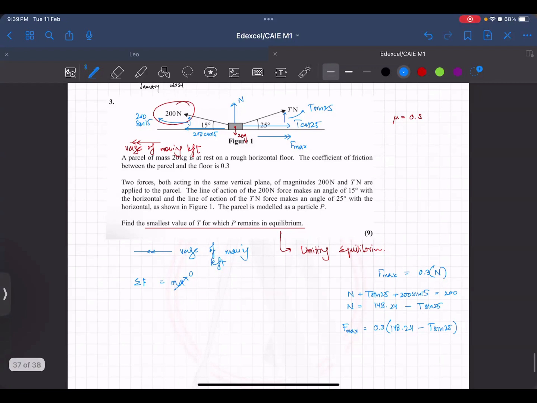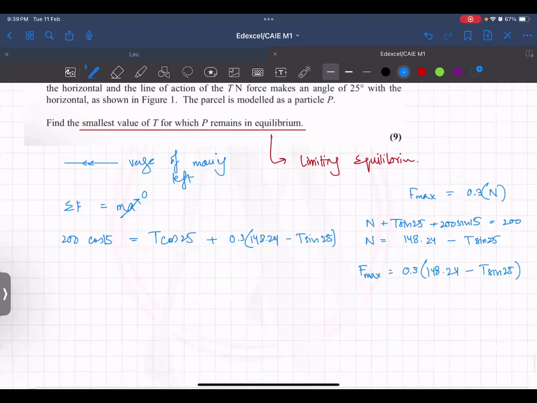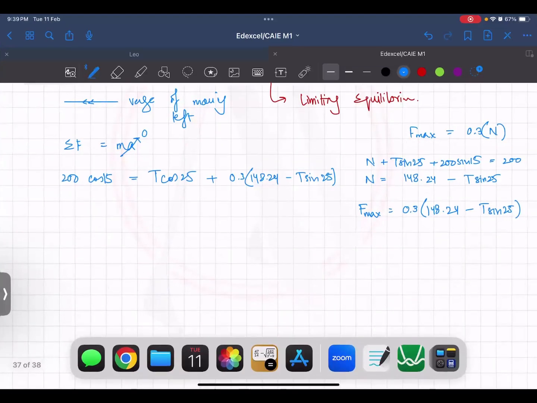On the left side you have 200 cos 15, nothing more. This is equal to T cos 25 and the friction force F max. And F max we have already found, which is 0.3 times (148.24 minus T sin 25). So we have to find the value of T now. This is the equation that we've gotten.